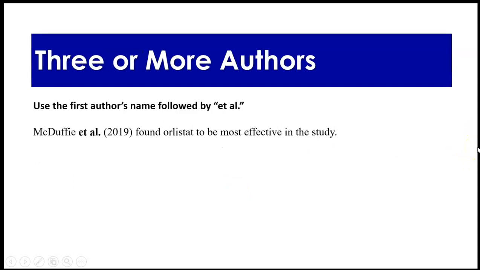Sometimes you'll run into a case where you have 3 or more authors. In that case, if you are over 2 authors, you want to use the first author's name followed by et al., which is Latin for "and others," I believe. Totally makes sense. McDuffie et al., 2019 found orlistat to be most effective in the study. So that's pretty simple.